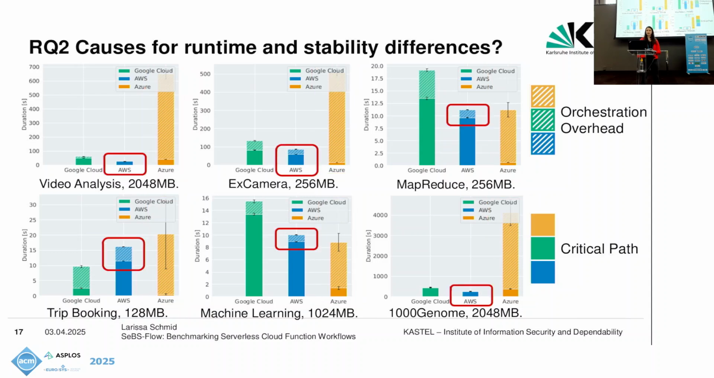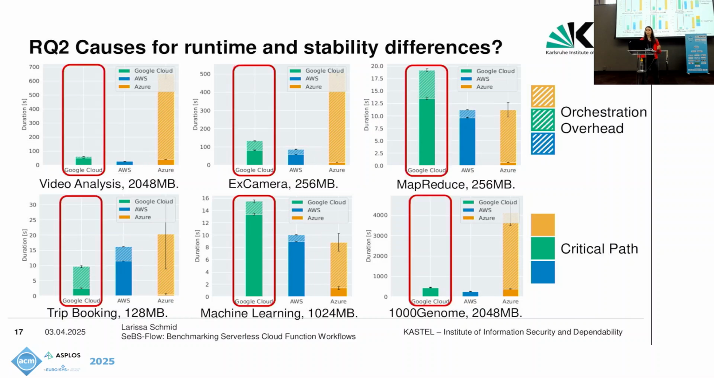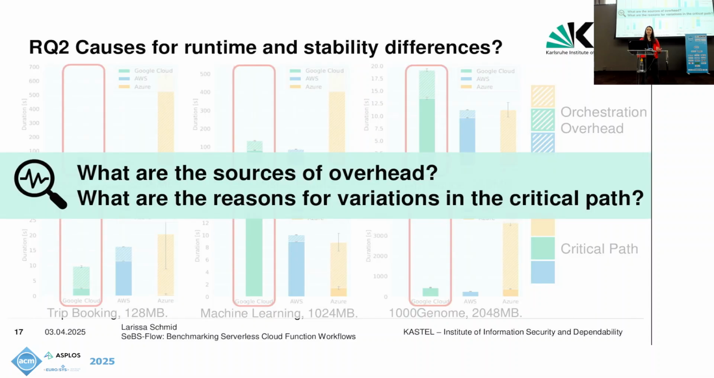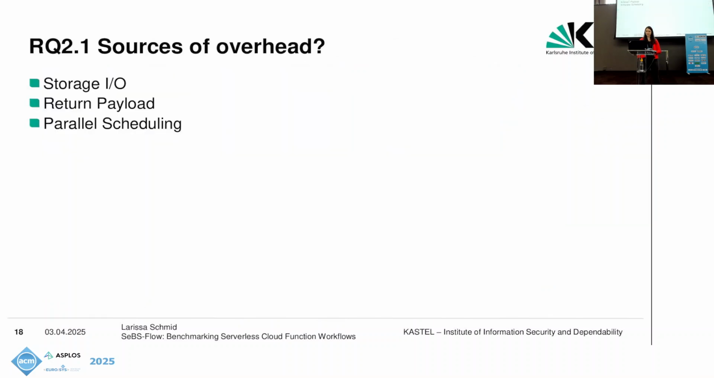On the other hand, AWS incurs very little, not a big amount of orchestration overhead. And for Google Cloud, it varies a bit between workflows how much orchestration overhead is incurred. So clearly we have to look into more detail and find out what the actual sources of overhead in the benchmarks are and what the reasons for these variations in the critical path are.